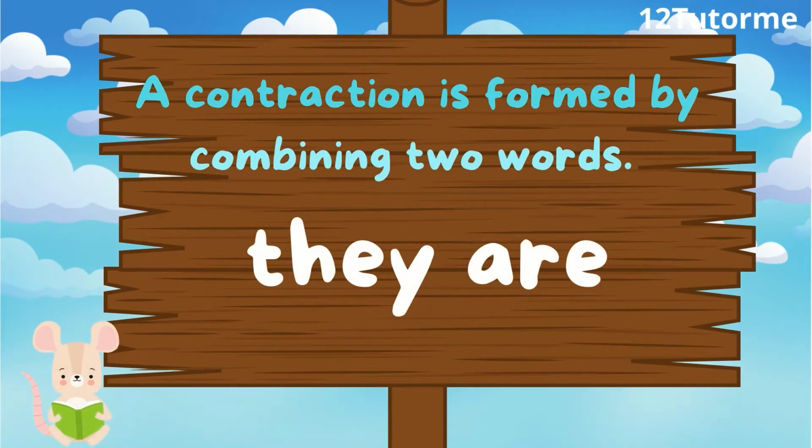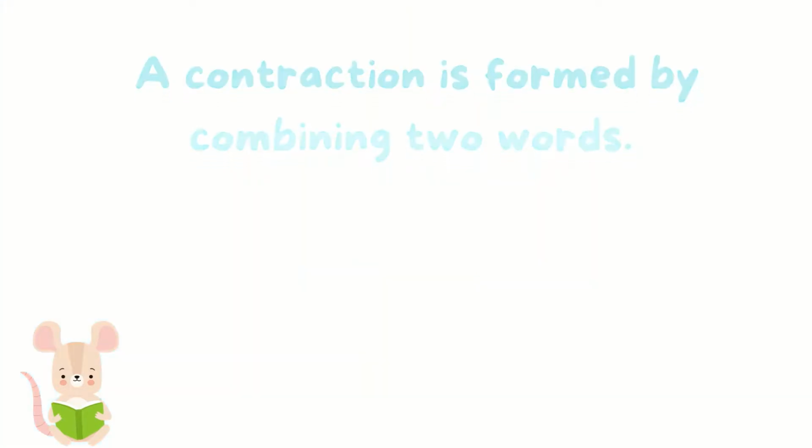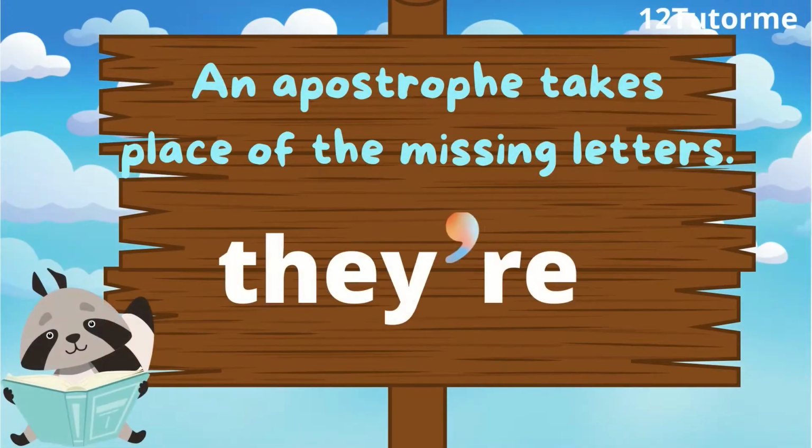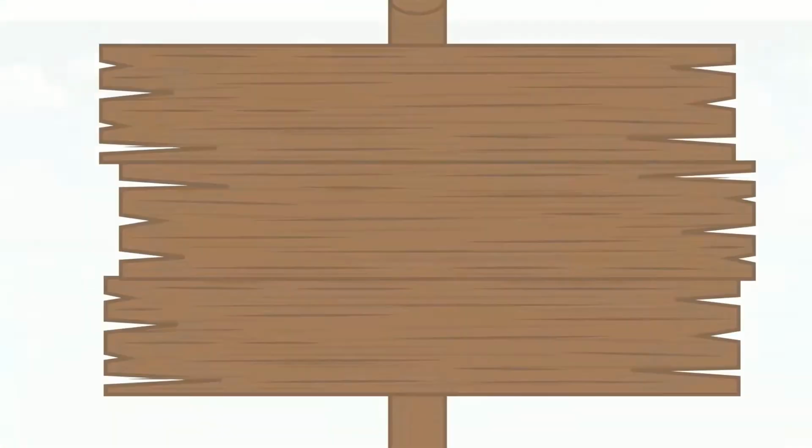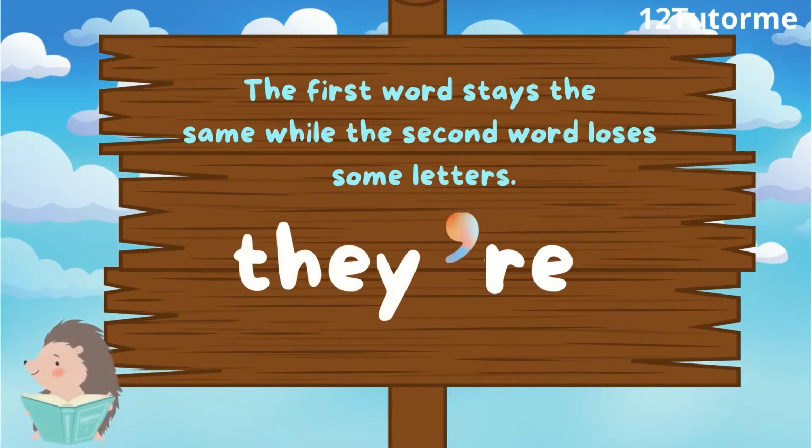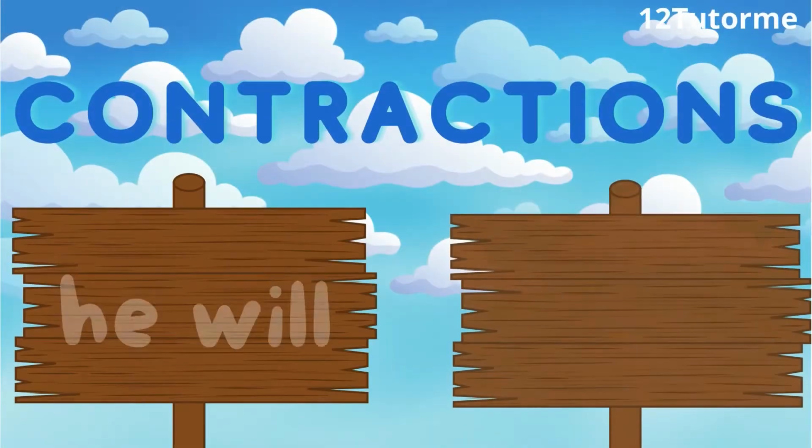A contraction is formed by combining two words. They are. How do we combine they are? They're. An apostrophe takes the place of the missing letters. The A is missing. The first word stays the same while the second word loses some letters. So we lost the A in they are, and now we have they're.